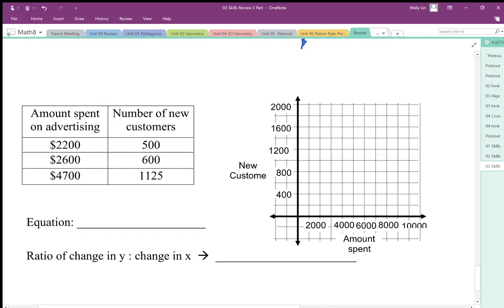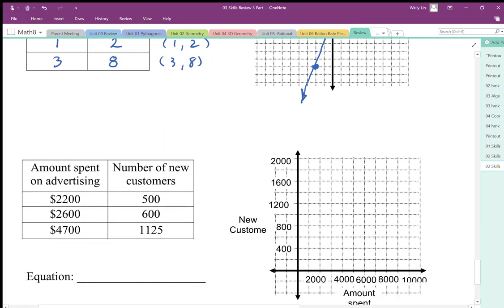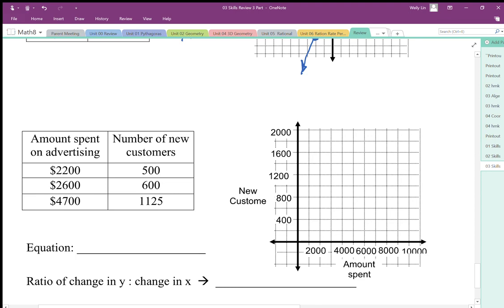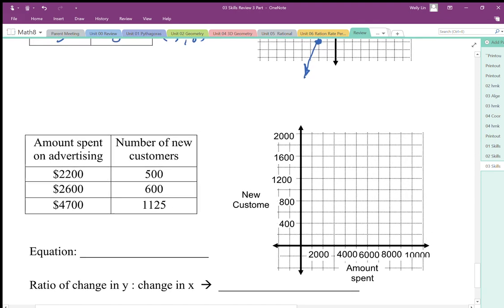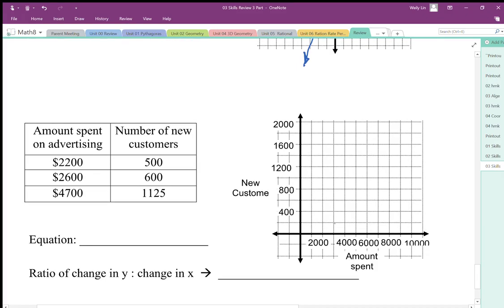When we have a relationship, we're talking about an XY equation as well. And we can graph it. So there's this connection between the table, the graph, and there should also be an equation. So first of all, let's graph this. The relationship is between the amount of money spent on advertising and the number of new customers we get on the y-axis. So if we spend $2,200, I'm going to say that that's 2,000 here, 4,000, 6,000, 8,000, 10,000 here. So 2,200 is going to be somewhere around here, and 500 we'll say is right about there.